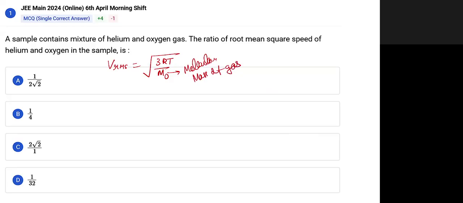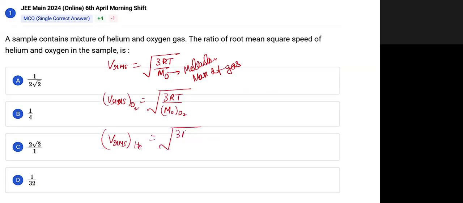Okay. Now if we write the VRMS equation for oxygen, it is VRMS of O2 equals the square root of 3RT upon M of oxygen. Now VRMS for helium is the square root of 3RT upon the mass of helium. If you take the ratio of it, VRMS of O2 divided by VRMS of He is equal to the square root of M of He upon M of O2.